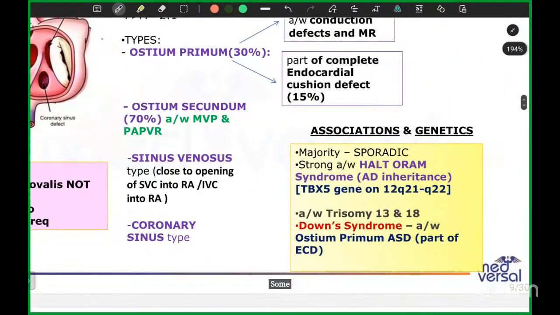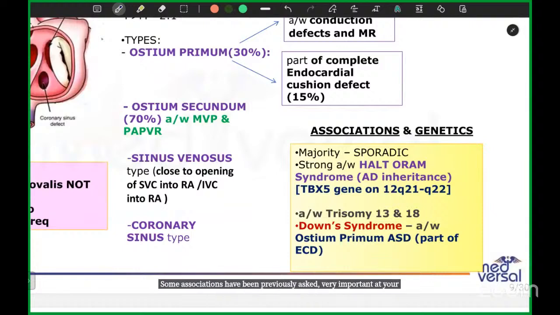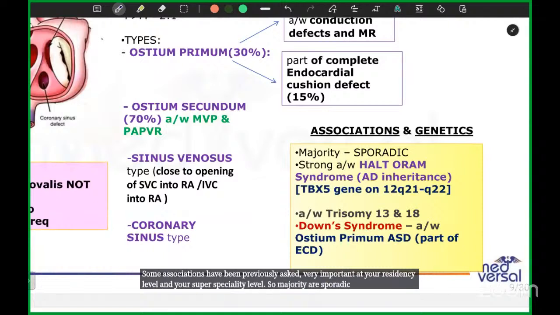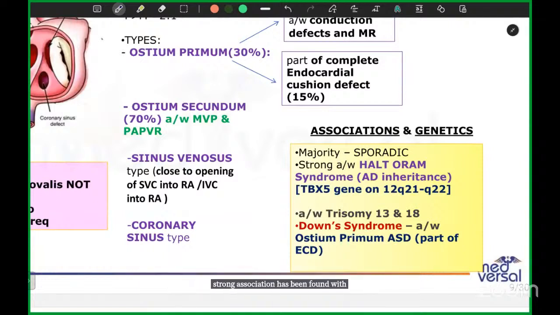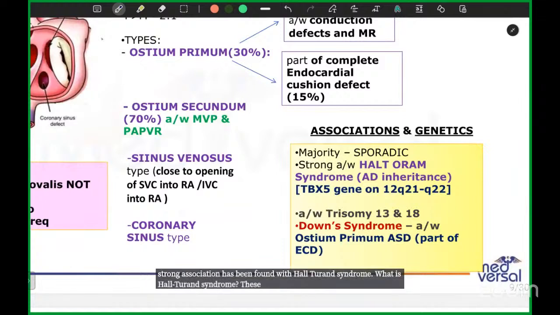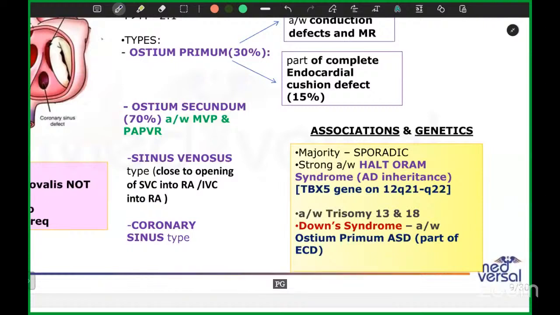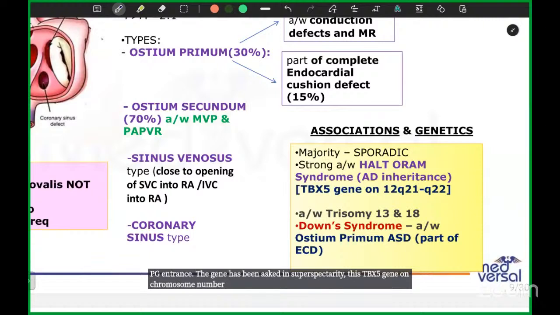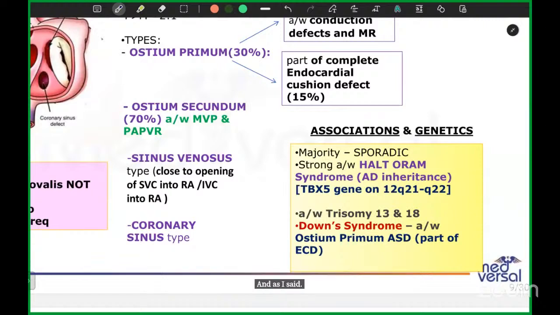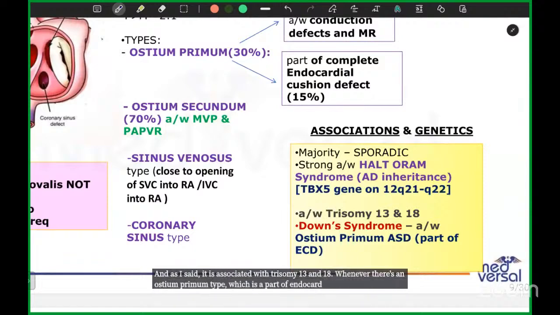Some associations have been previously asked, very important at your residency level and your super specialty level. Majority are sporadic. Strong association has been found with Holt-Oram syndrome. What is Holt-Oram syndrome? These kids will have associated limb defects, limb hypoplasia, and it comes as an autosomal dominant inheritance. This question has been asked at all forms of entrance, both super specialty as well as PG entrance. The gene has been asked in super specialty: the TBX5 gene on chromosome 12q21. And as I said, it is associated with trisomy 13 and 18. Whenever there's an ostium primum type, which is a part of endocardial cushion defect, it is associated with Down syndrome, that is trisomy 21.